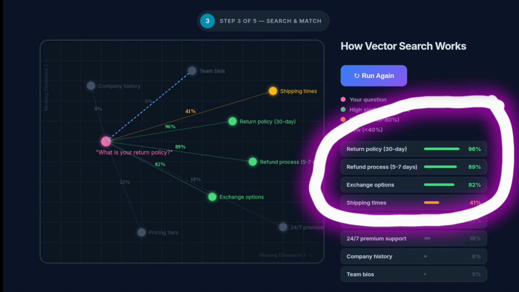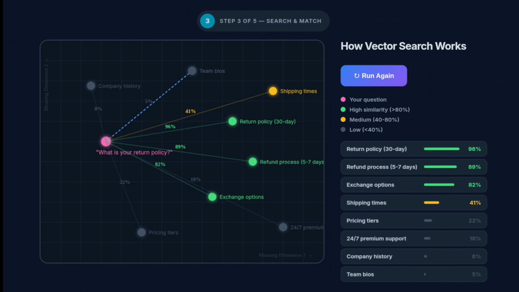Have you noticed something important? We retrieve only the relevant chunks, not your entire document library. So if you have 10,000 documents, we still only pass 3 or 4 relevant paragraphs to the AI. That's what makes the search so fast and affordable.